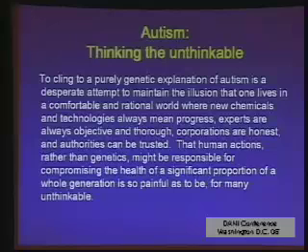Many of my colleagues can't handle this for the following reason, and I'm going to read this to you. To cling to a purely genetic explanation, which many of them still do. I had somebody tell me a month and a half ago, 98% genetic. To cling to a purely genetic explanation of autism is a desperate attempt to maintain the illusion that one lives in a comfortable and rational world where new chemicals and technologies always mean progress, experts are always objective and thorough, corporations are honest, and authorities can be trusted. That human actions rather than genetics might be responsible for compromising the health of a significant proportion of a whole generation is so painful as to be unthinkable.